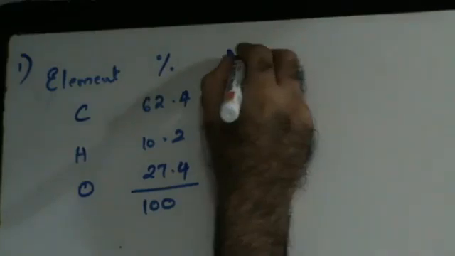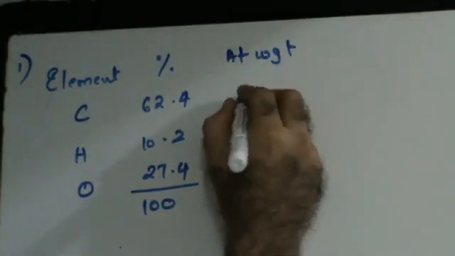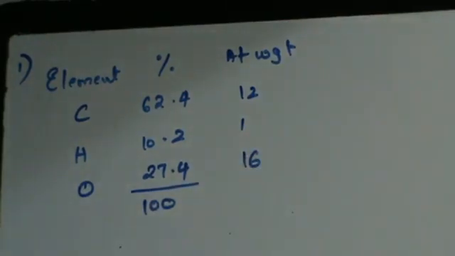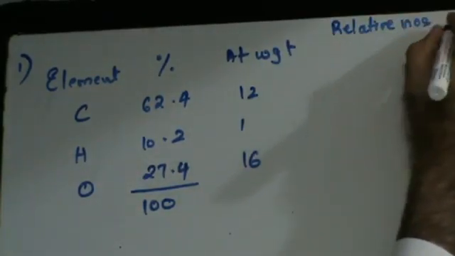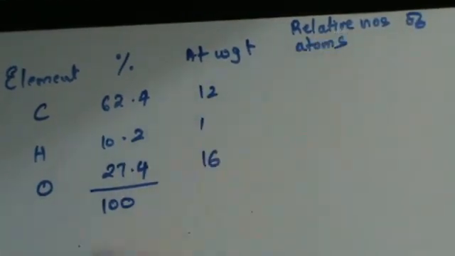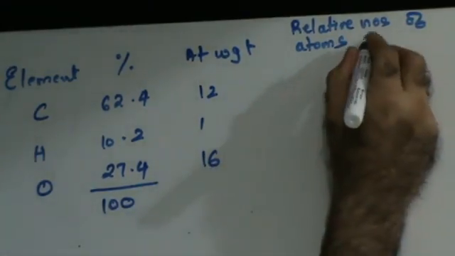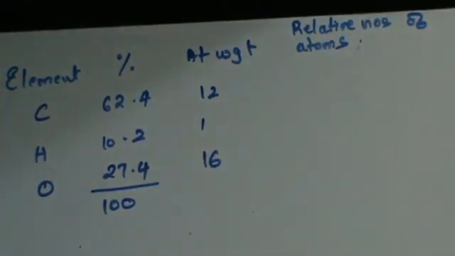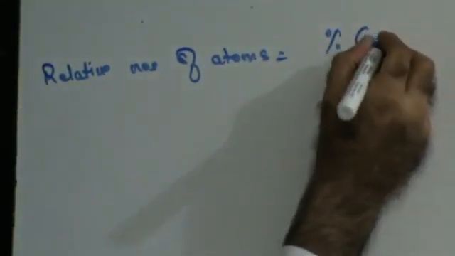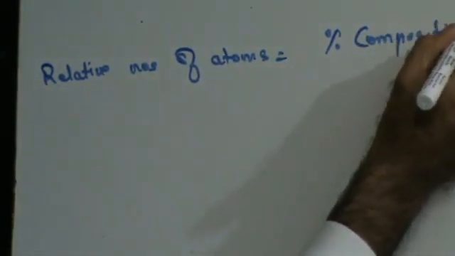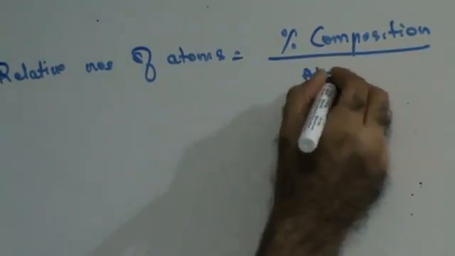Then you write its atomic weight. This will be given to you in the sum: 12, 1 and 16. Once you have this, then you find out relative number of atoms. How do you find out relative number of atoms? It is nothing but percentage composition divided by atomic weight. I'll write that formula here. Relative number of atoms is percentage composition divided by atomic weight.